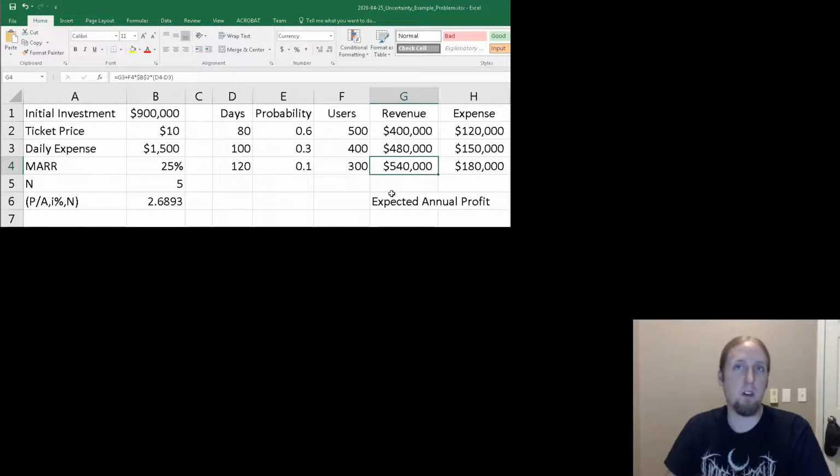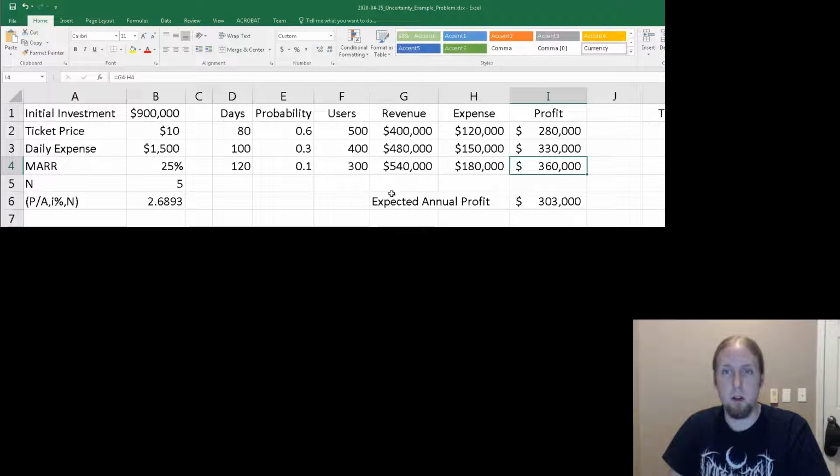As always, I'll post this on Blackboard so you can look at the formulas in more detail and play around with how it works. Ultimately, though, that allows us to take the difference between revenue and expenses to calculate the profit depending on how many days of good weather we have.